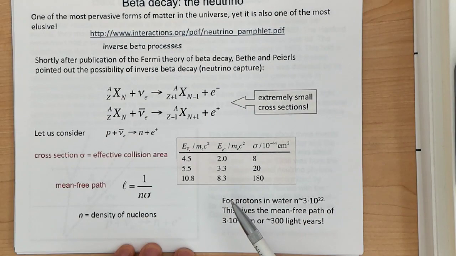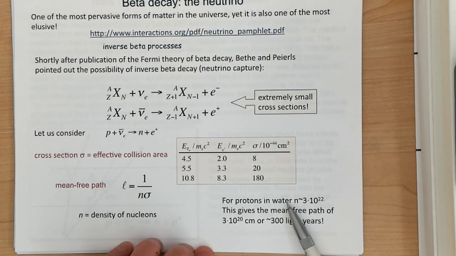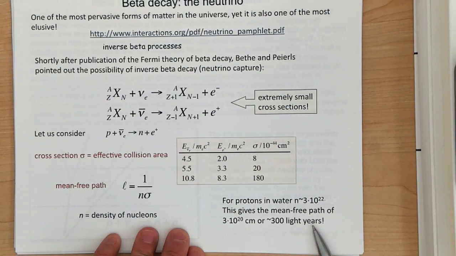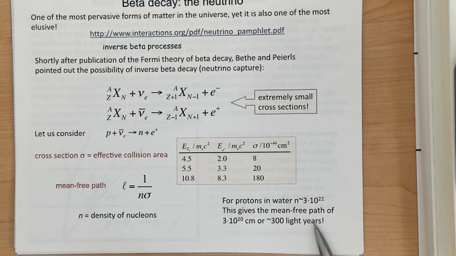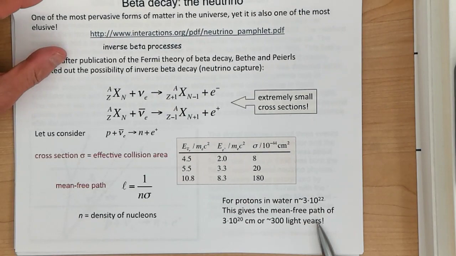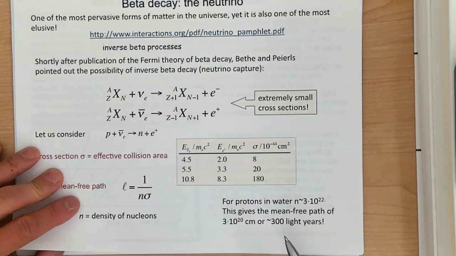So if we have water, that's usually what we use for a detector of neutrinos, the neutrinos actually go about 3 × 10²² meters. That's an absurdly large distance. So neutrinos will pass through 3 × 10²² meters of water before hitting something. That corresponds to about 300 light years. Just imagine having a pool of water that's 300 light years in length, and the neutrinos can essentially just pass right through that, with a probability of maybe a half of hitting something in that pool of water.